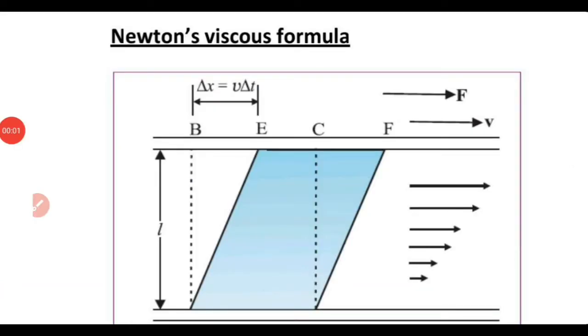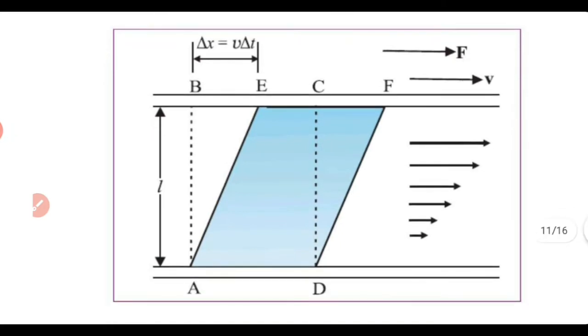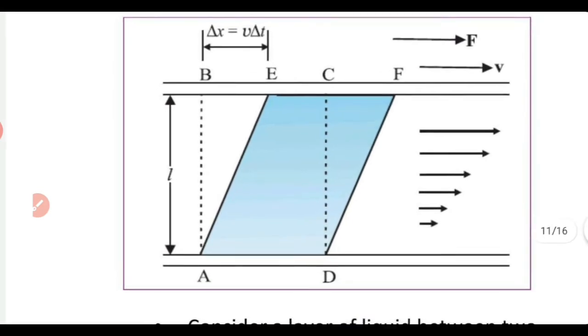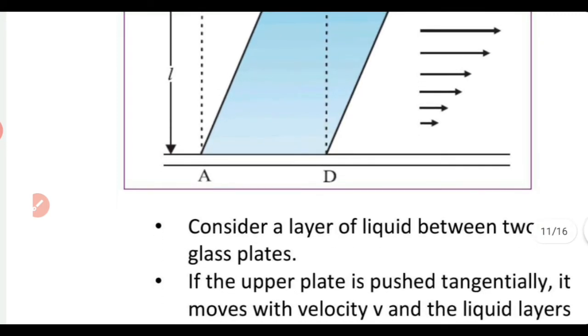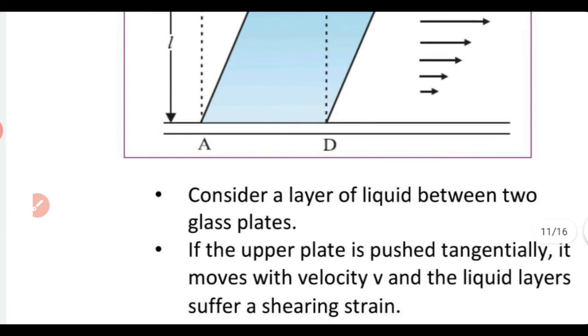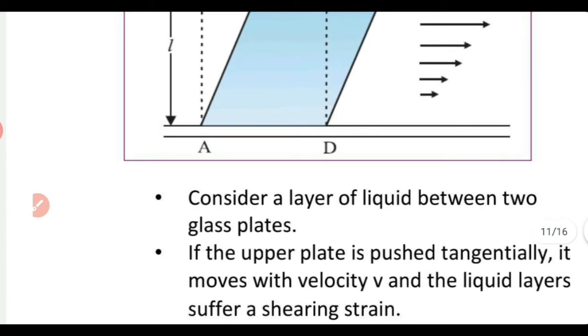Now we will discuss Newton's viscous formula. For that we consider a layer of liquid which is between two glass plates. The lower glass plate is kept fixed, and the upper glass plate is just pushed tangentially. So we can say that it moves with a velocity v, and the liquid layers suffer a shearing strain.